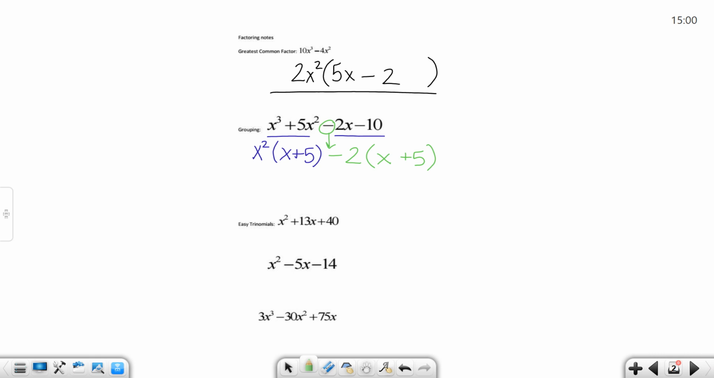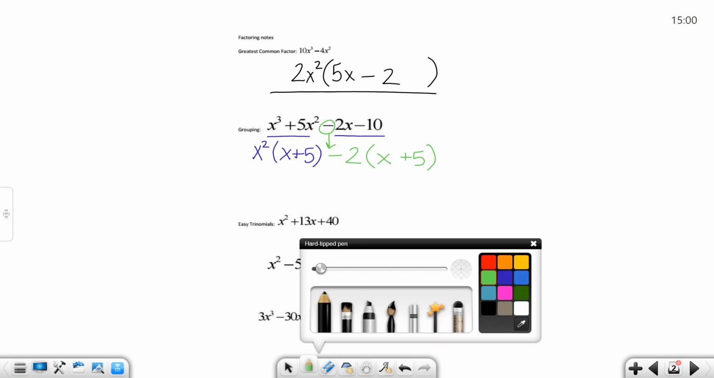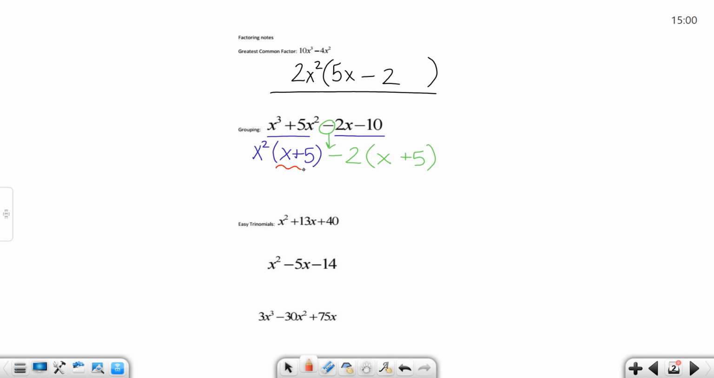Now, that is not your answer. That's not your answer. So what you need to do is one more step. You'll notice that they both have an x plus 5 in common, so you want to take one x plus 5 out, and then you can see what lies behind. So what lies behind is an x squared minus 2.